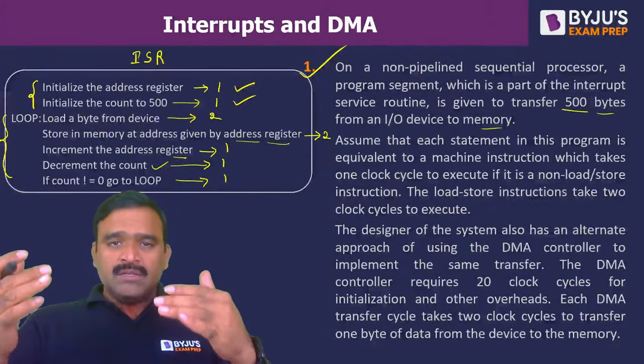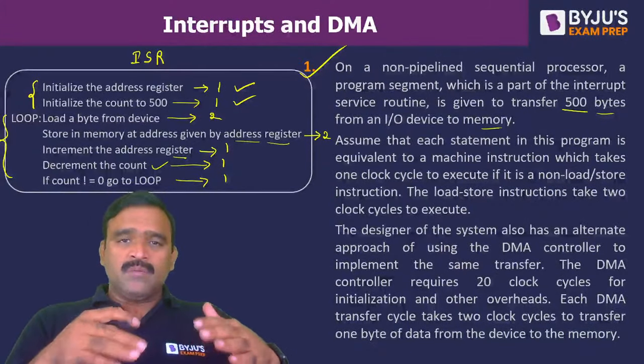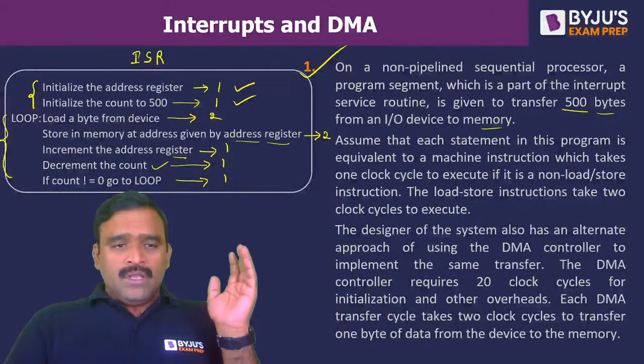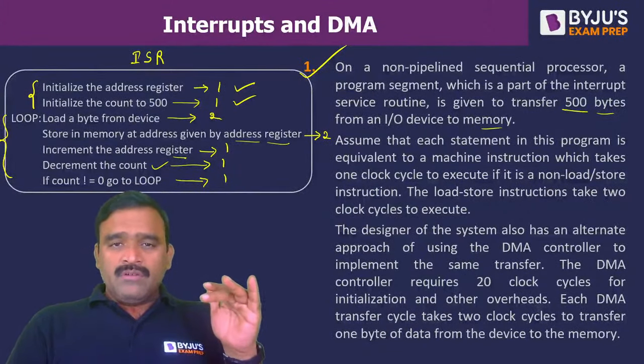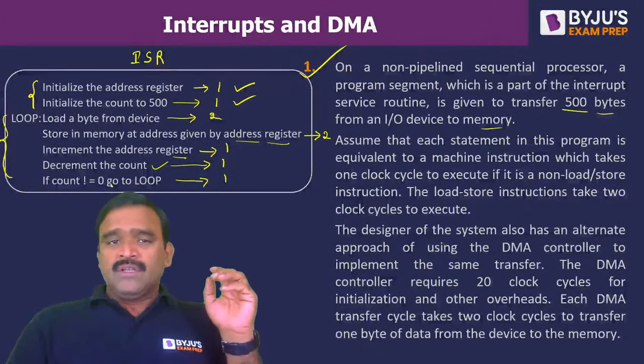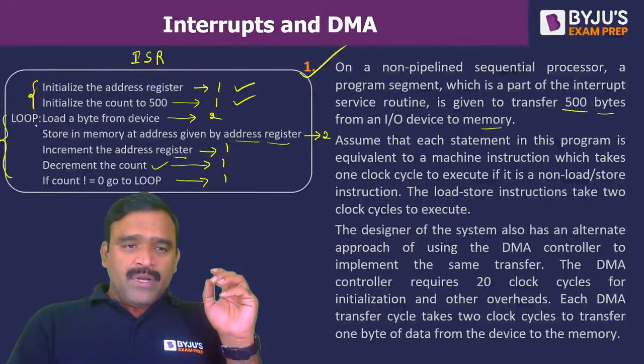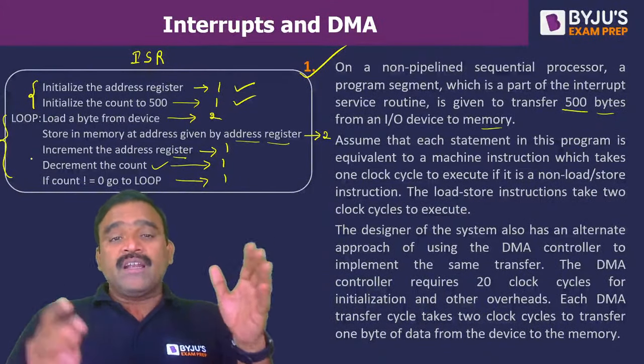So after 1 byte is loaded, the count is decremented, meaning the remaining 499 bytes are to be loaded. After decrementing, if count is not equal to 0, go to loop. If count equals 0, all 500 bytes are finished. So this loop is executed repeatedly, 500 times.